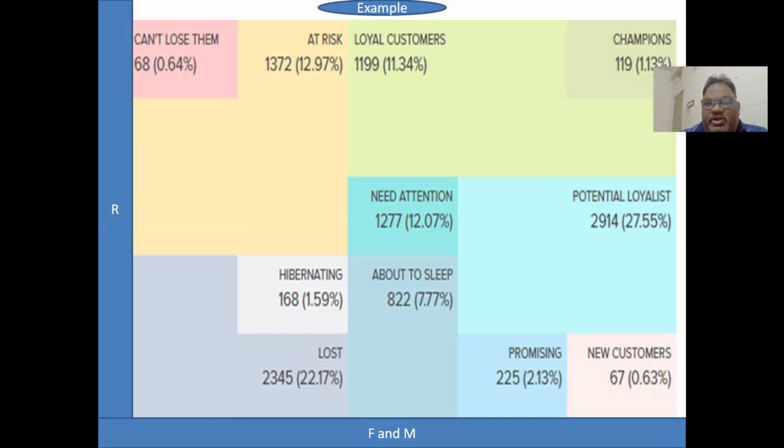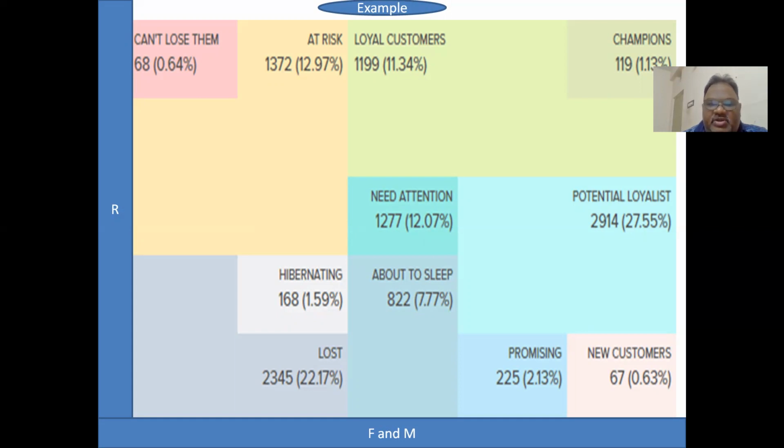Here, from one organization, we got this type of data. We found there are 119 champion customers. It means 555, or the last digit will be 5. So that is 1.1% of customers who are champions. Another is new customers, which is 67. Potential loyalist is 2914. So the champions, potential loyalists and new customers they should target.